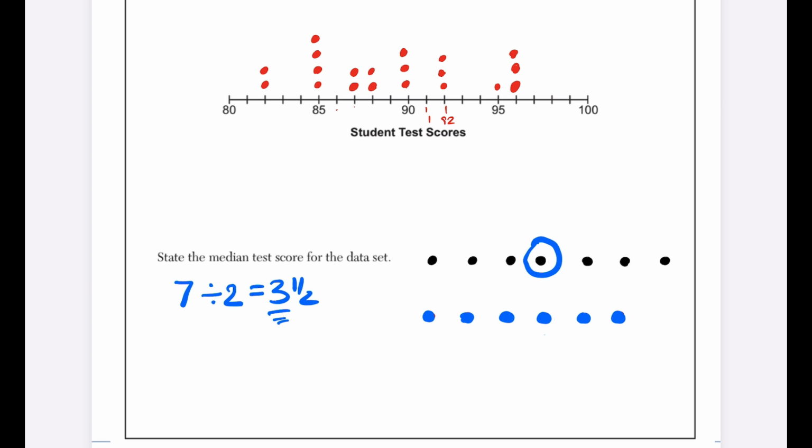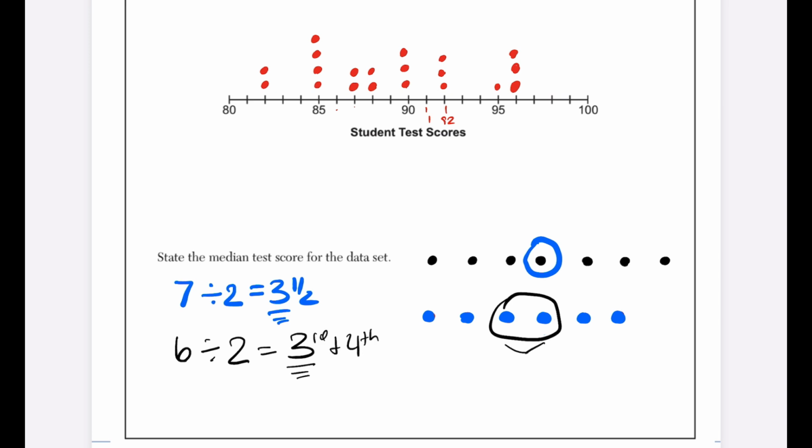But if there are an even number of data points, like there are with the blue, I drew 6 blue dots, there isn't a clear-cut one that's in the middle. There are going to be 2 data points that are in the middle, right? And if I do the same method, just cut it in half, it's going to give me 3, except it's not just going to be the third value, it's going to be the third and 4th value in my list that I'm looking at.